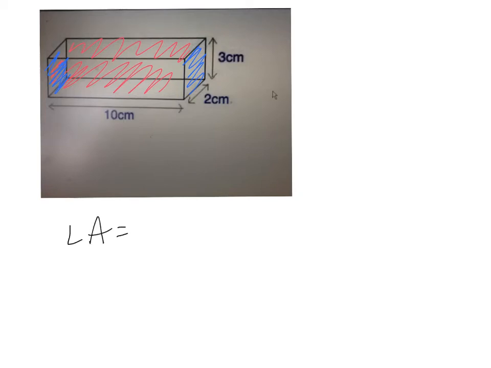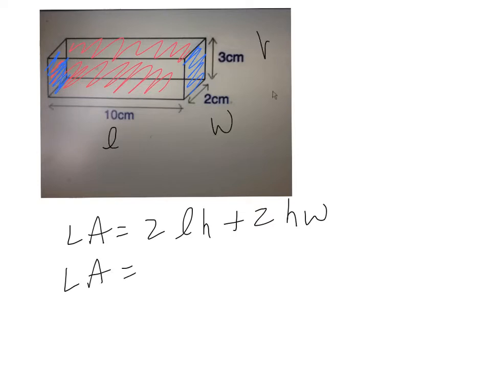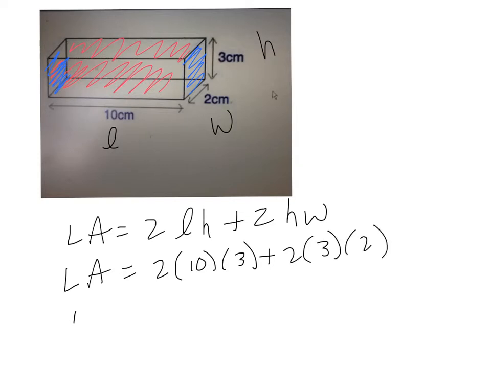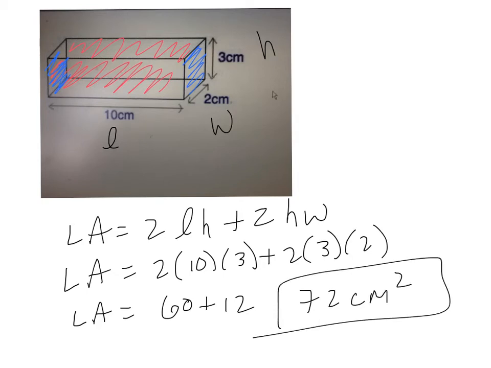But according to the formula that I gave you, lateral area equals 2 length height plus 2 height width. We're going to plug these numbers in. This is going to be my length, my width, and my height. So it's going to be 2 times 10 times 3 plus 2 times 3 times 2. And in this case, I wind up with 60 plus 12, or 72 centimeters squared. Try to remember that area is always squared in this case.